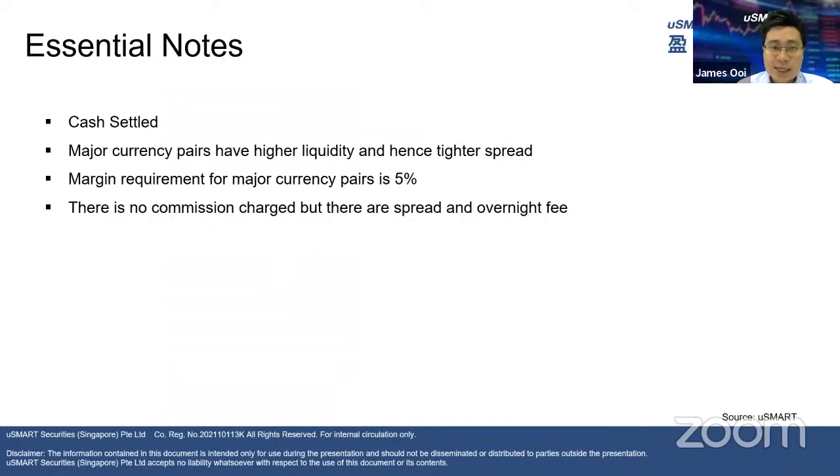Some other essential things you need to know: number one is all cash settled, and different currency pairs have different margin requirements as well. Some are 5%, some may go as high as 23% margin required. But all the major currency pairs we have over here are 5%.